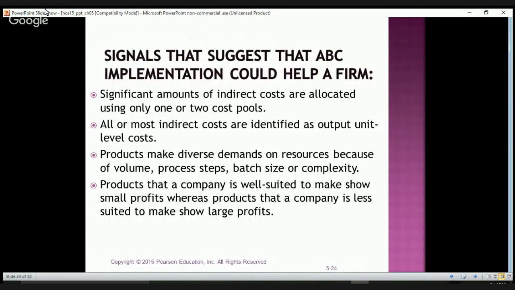Some of the signals that you should be looking out for to determine if the ABC system should be implemented: significant amounts of indirect costs are allocated using only one or two cost pools. Another signal is all or most indirect costs are identified as output unit level costs. Products make a diverse demand on resources because of volume, process steps, batch size, or complexity. And products that a company is well suited to make show small profits, whereas products that the company is less suited to make show large profits. So those are all reasons why you might want to look into an ABC system.